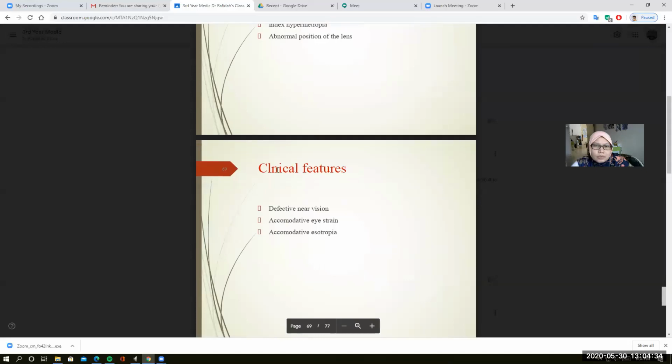So the features: it's a defective near vision. Patient cannot see near. Accommodative eye strain. When they read books, they feel headache. Some children can even have vomiting. And accommodative esotropia, this is in children. When they read, their eyes turn in, then they become squinted.